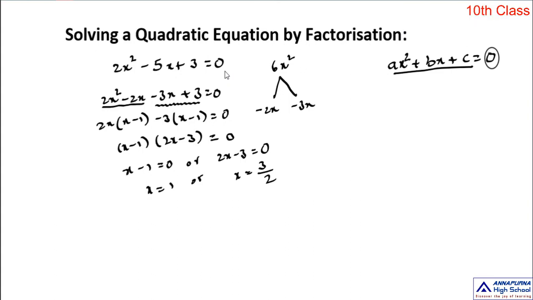In case the given quadratic equation is not factorizable, that means it is not possible to split the middle term like this and we cannot find the linear factors of the given quadratic polynomial, then what do we do? Then we go to the next method, that is the completing the square method. That method we will discuss in the next video.